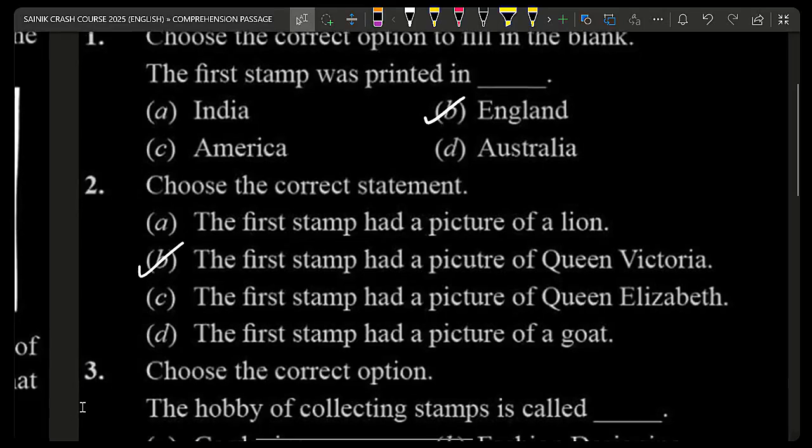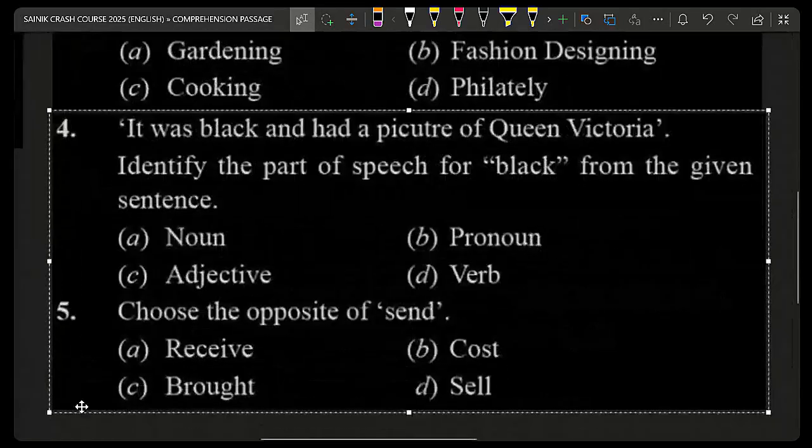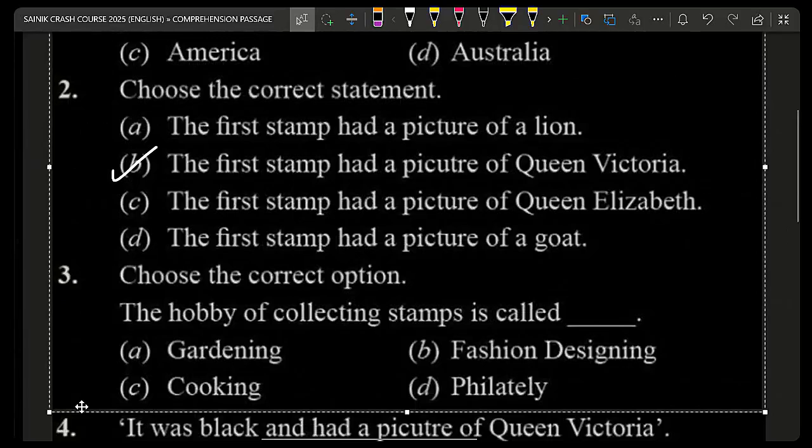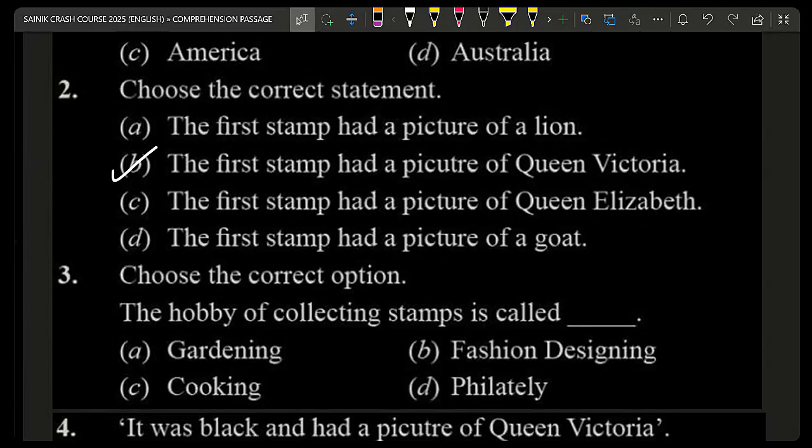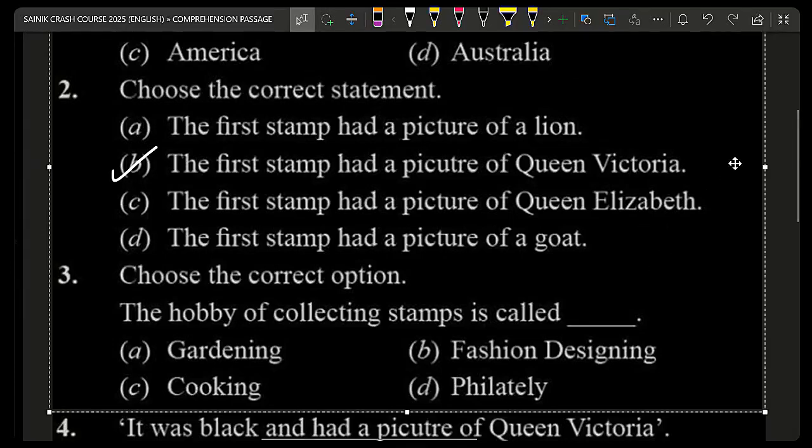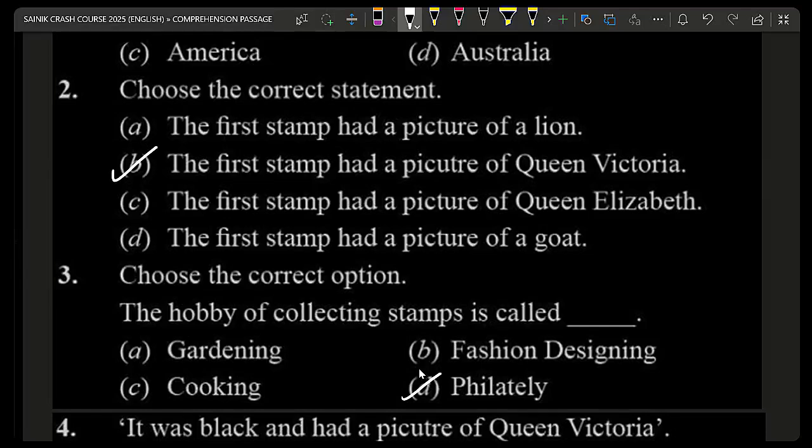Choose the correct option. The hobby of collecting stamps is called gardening, fashion designing, cooking, philately. Vishwajit, can you answer? Sir, option D. Option D, what is that? Philately. Can you explain the other options? Option A, what is that? Gardening. What is gardening?